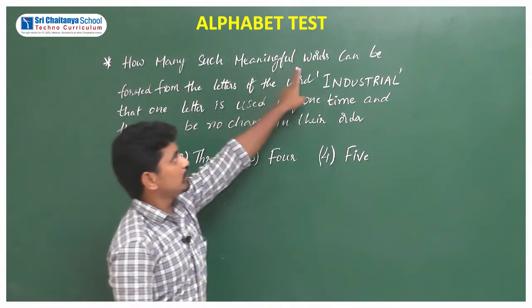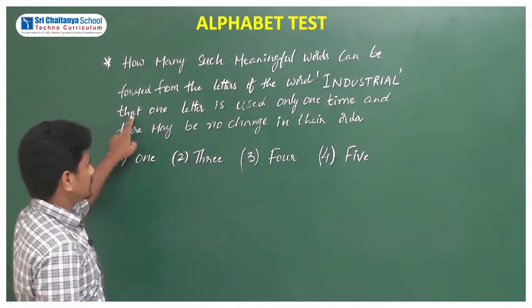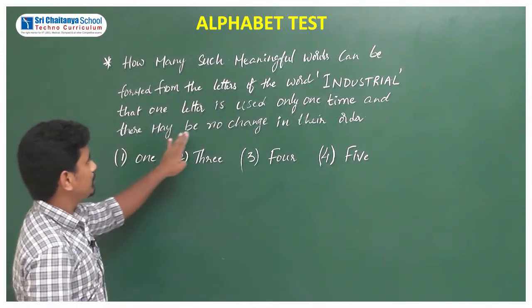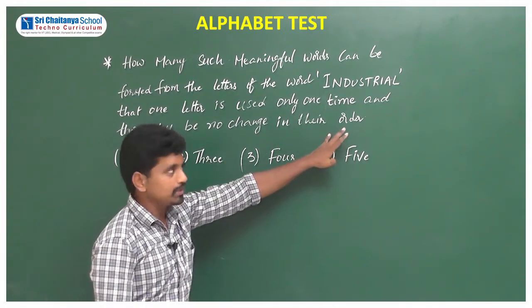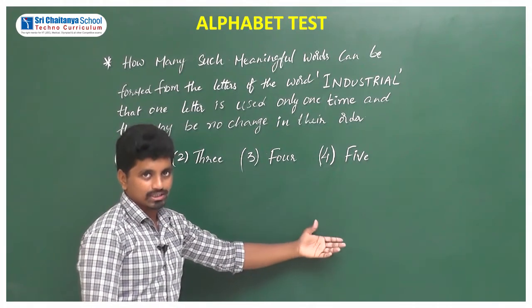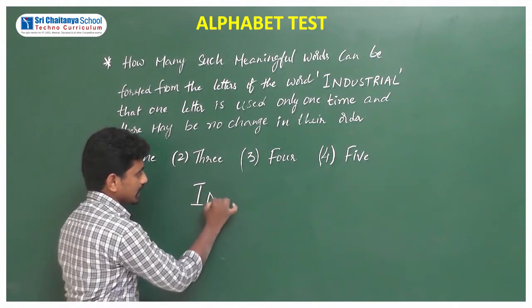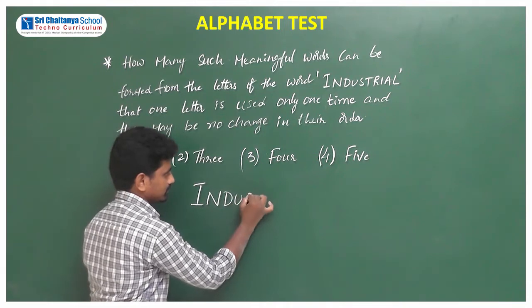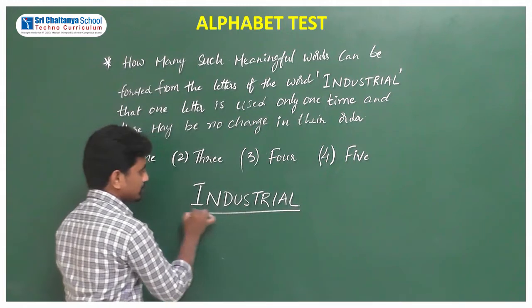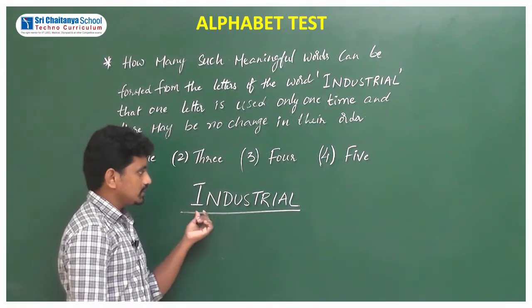How many such meaningful words can be formed from the letters of the word industrial such that one letter is used only one time and there may be no change in their order? That means, what is the meaning? If I write any word, I cannot reorder it. First, what is my word? Industrial, right? From this word I should get some words, based on the letters of this word.